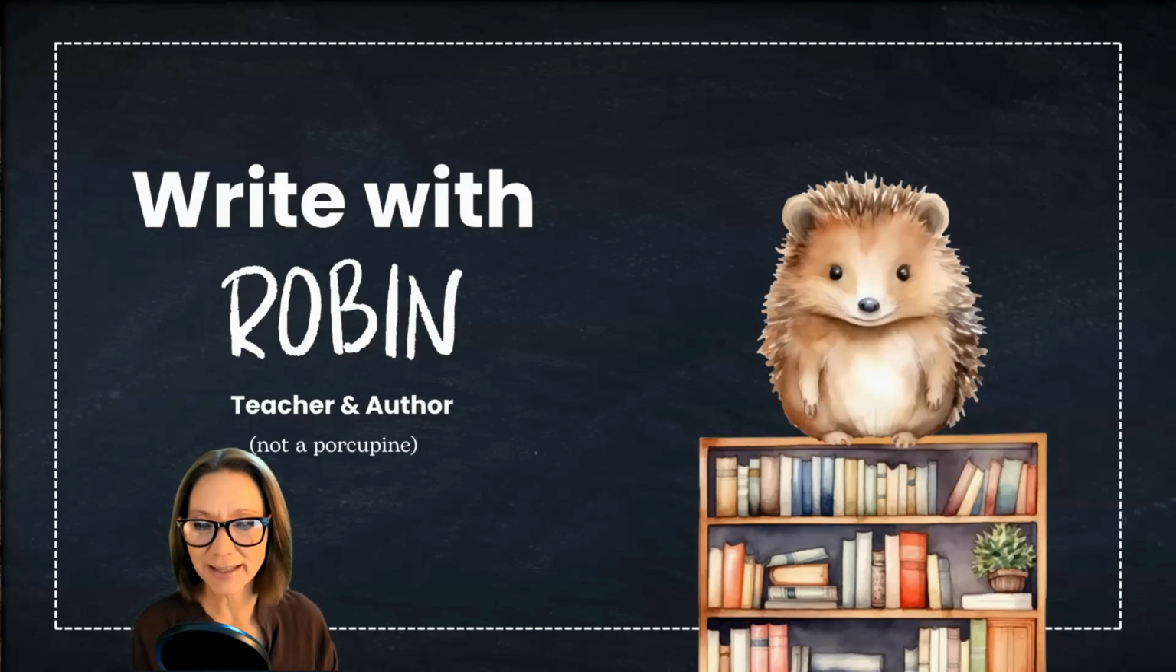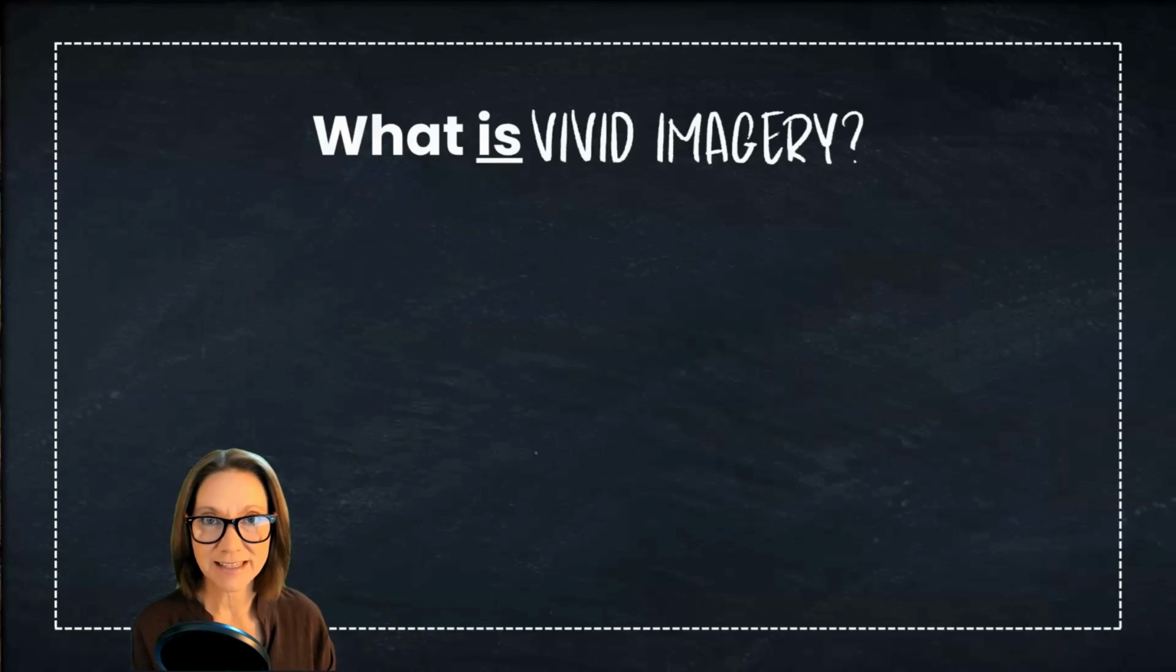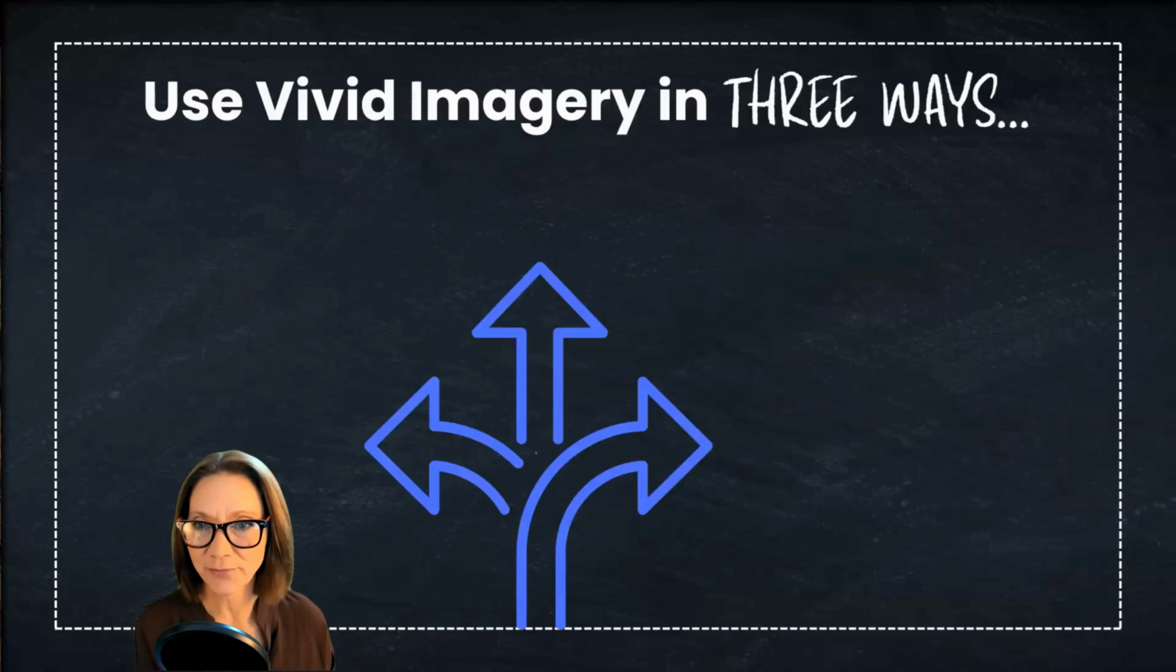So let's take a look at today's skill. We're talking about writing with vivid imagery, and this is the second time that we'll be talking about vivid imagery. So let's review. The definition of it is words that paint a picture and allow the reader to experience the moment through senses. So there's sight, sound, touch, taste, and smell.